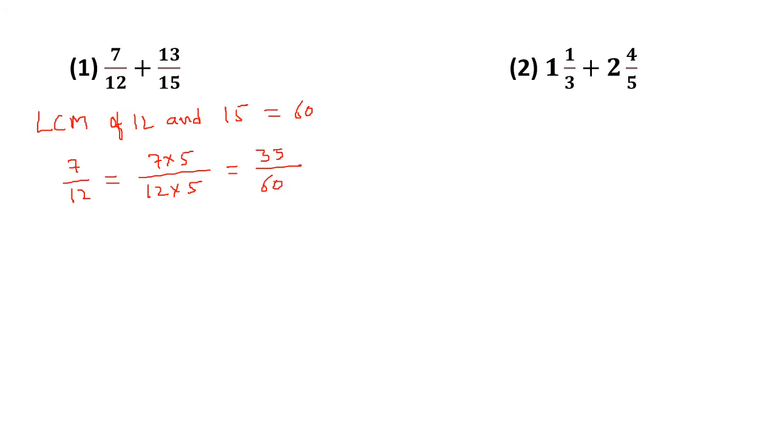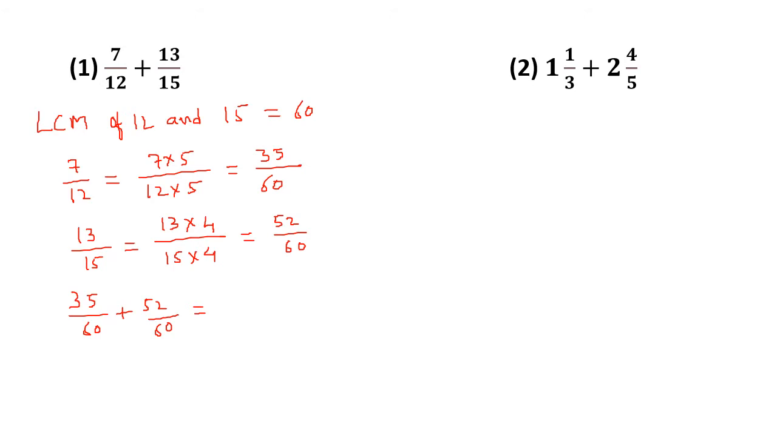Now let us consider the second fraction, which is 13 over 15. Again I have to think, what should I multiply 15 by to get 60? The answer is 4, because 4 times 15 is 60. Similarly on the numerator I have to multiply by the same number, 4. Now 13 multiplied by 4 is 52 and the denominator is 60. Now I can simply add them. 35 over 60 plus 52 over 60 gives 35 plus 52 over 60.